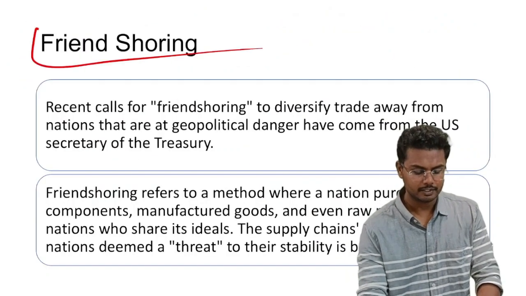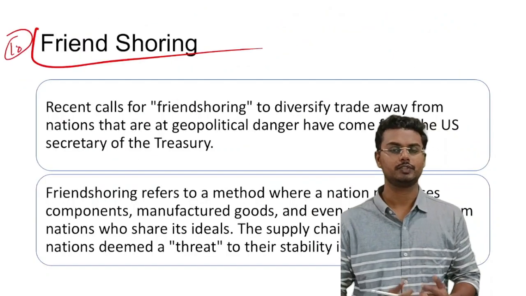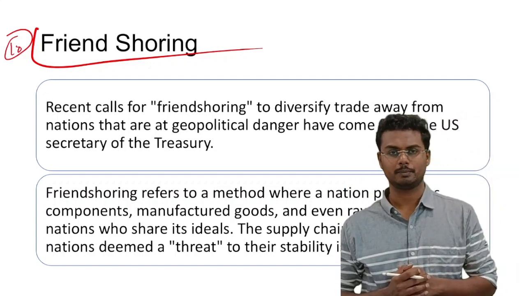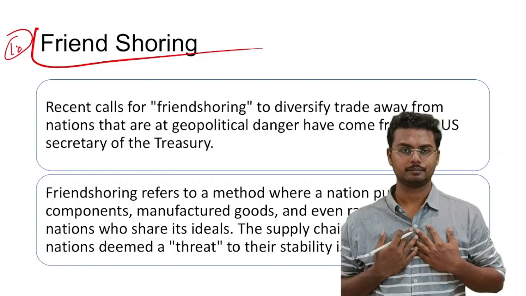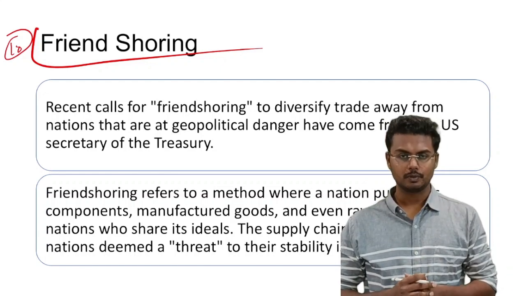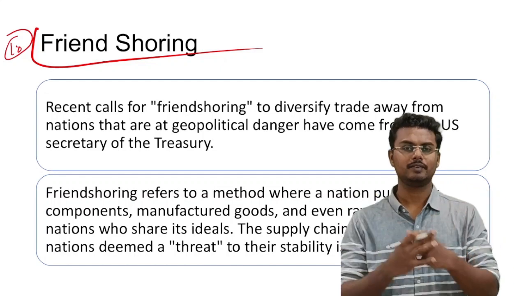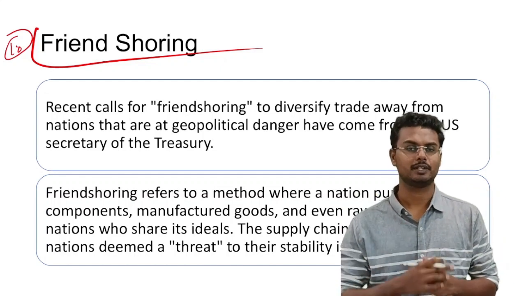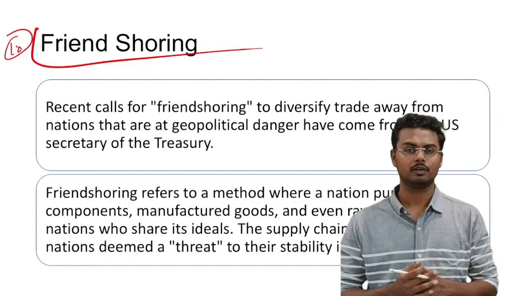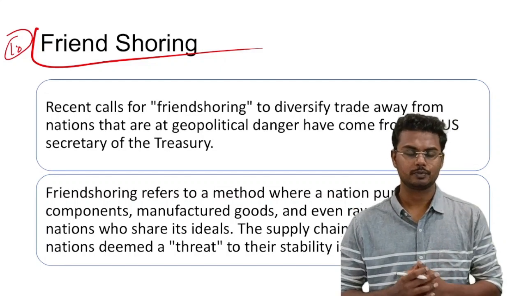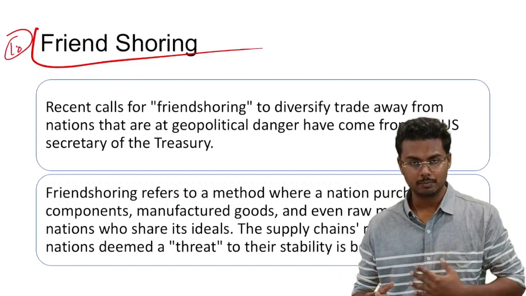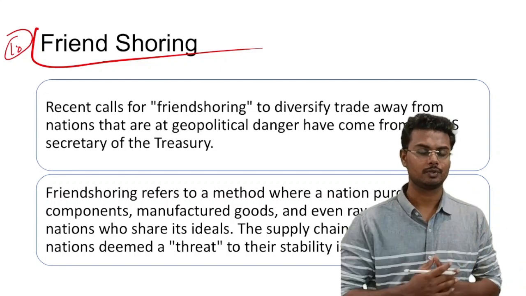All right. Next is friend shoring, which was in news. What is friend shoring? Let me explain with the help of an example. Imagine I'm a buyer. I want to buy a particular product. Immediately in my near vicinity, that is in my city, there are two sellers, seller A and seller B. Seller B is not in good terms with me, but he is selling the product which I want.